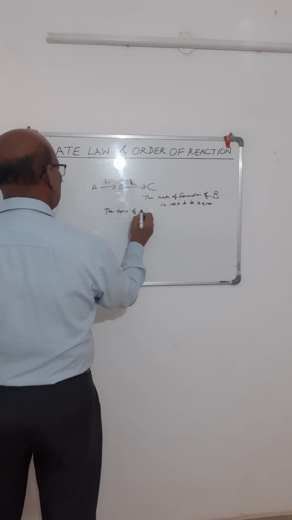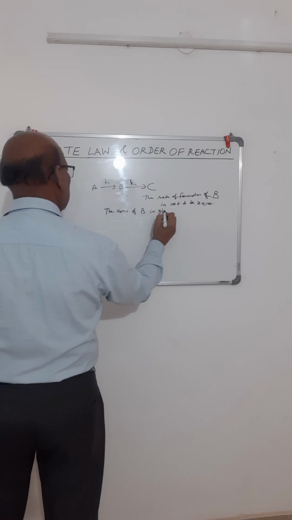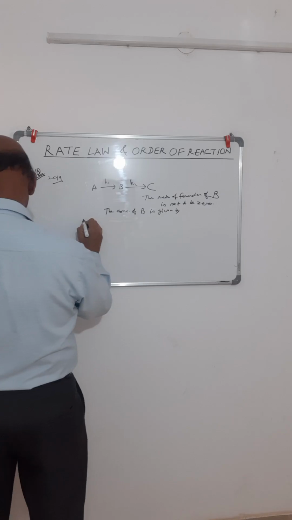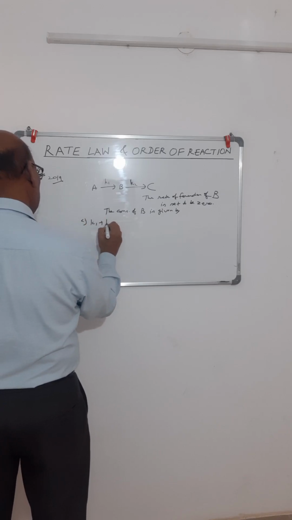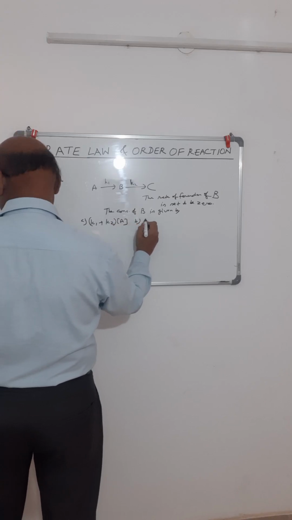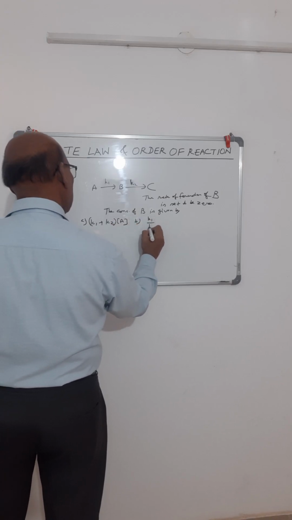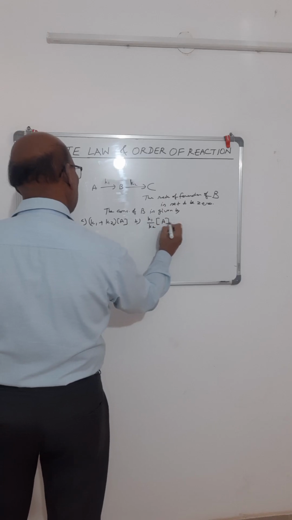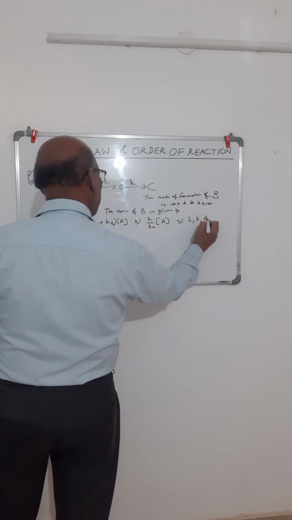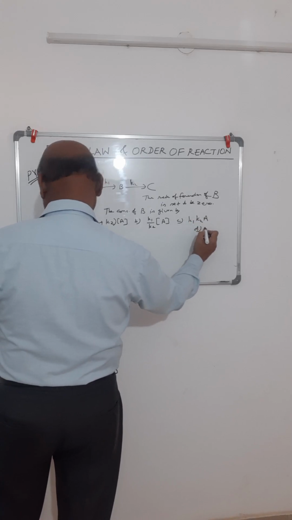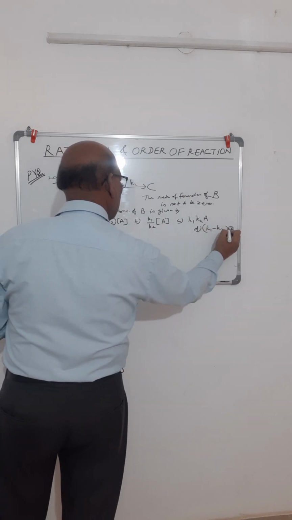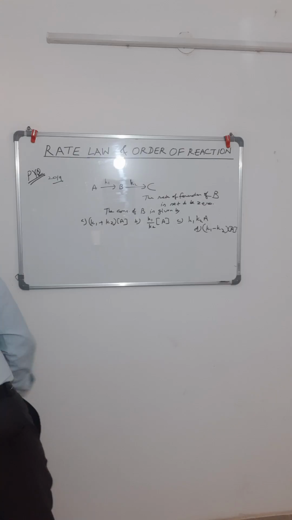What we have to find out is the concentration of B. Four options are given to us. The concentration of B is given by: option A, K1 plus K2 into concentration of A; B, K1 by K2 into concentration of A; C, K1 K2 into A; and D, K1 minus K2 into concentration of A. So how will we do it?